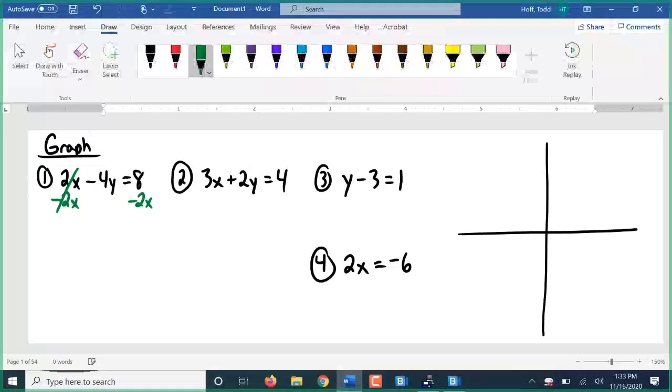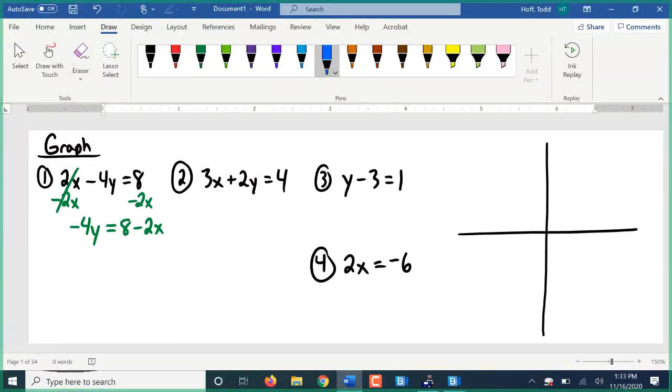So the 2x is gone on the left side. We still have the negative 4y. On the right side, we have 8 minus 2x. Well, 8 minus 2x is just that, 8 minus 2x. There's nothing we can do with that.